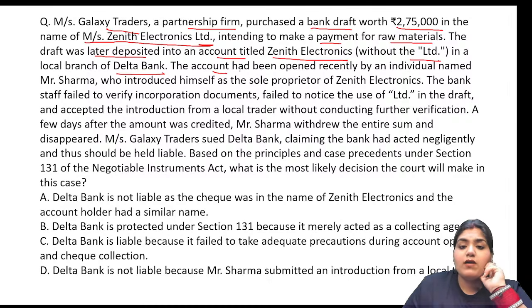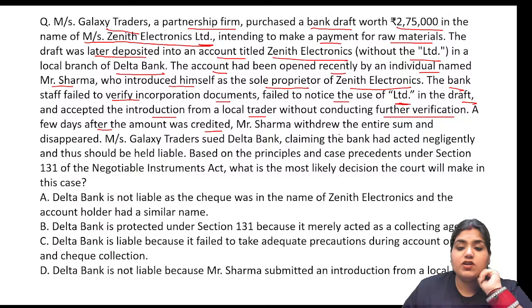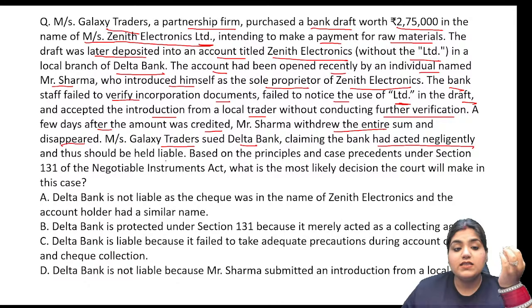The account has been opened recently by an individual named Mr. Sharma, who introduced himself as the sole proprietor of Zenith Electronics. The bank staff failed to verify the incorporation document, failed to notice the use of the word Limited in the draft, and accepted the introduction from a local trader without conducting further verification. A few days later, the amount was credited. Mr. Sharma withdrew the entire sum and disappeared. Messrs. Galaxy Traders sued Delta Bank, claiming the bank was acting negligently. Yes, the bank was, and should be held liable.